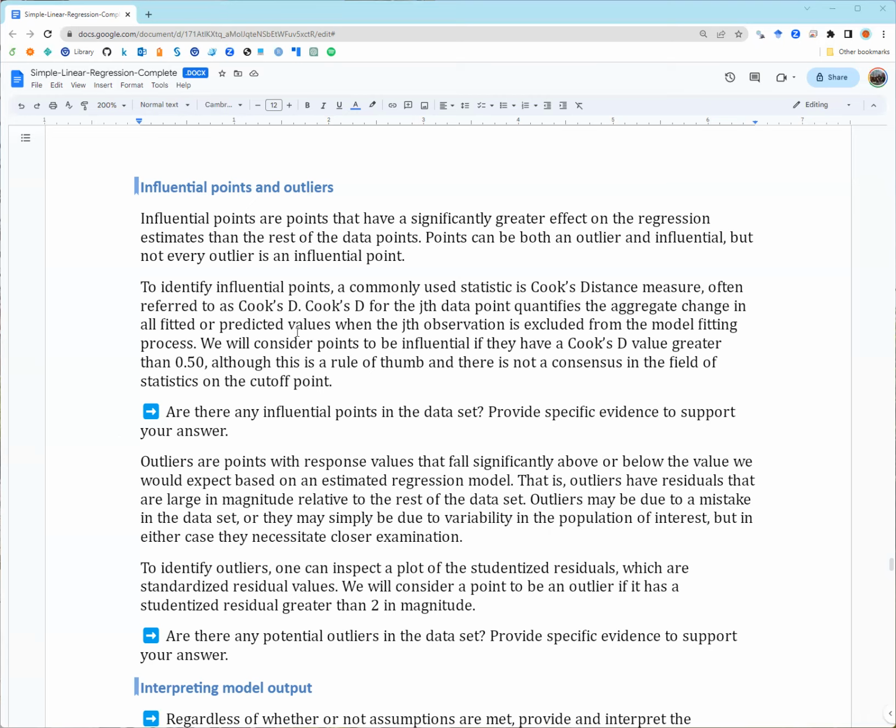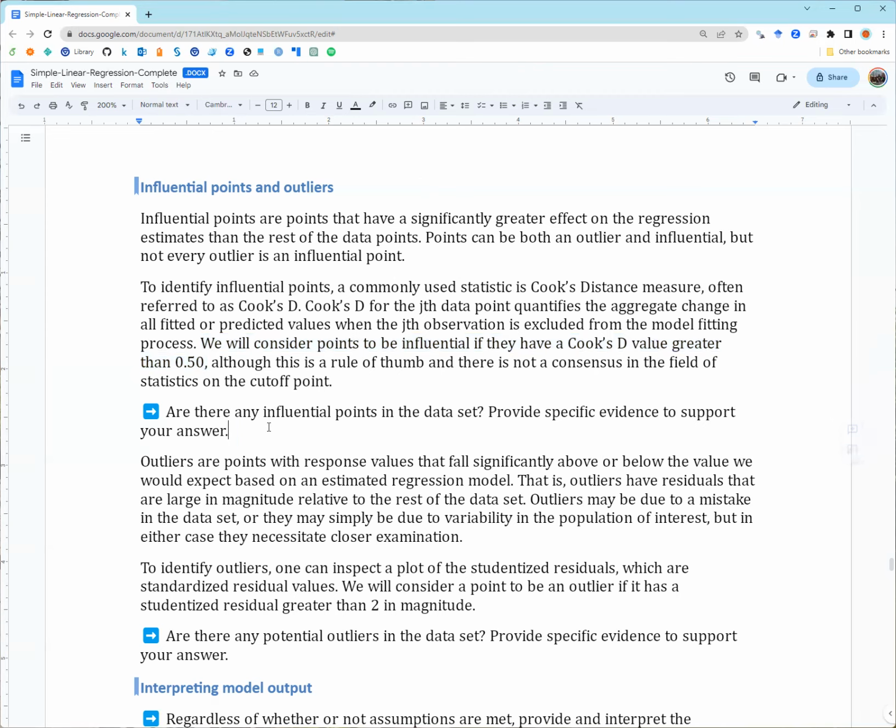How we can identify influential points formally is we'll use Cook's distance measure, commonly referred to just as Cook's D. Each observation has a Cook's D value, and if it's big enough, we'll say it's influential. Specifically, we're going to use a cutoff of 0.5 in this class, although note that there's not a consensus in the field of statistics, and this is a rule of thumb I think I got from Penn State University's Department of Statistics.